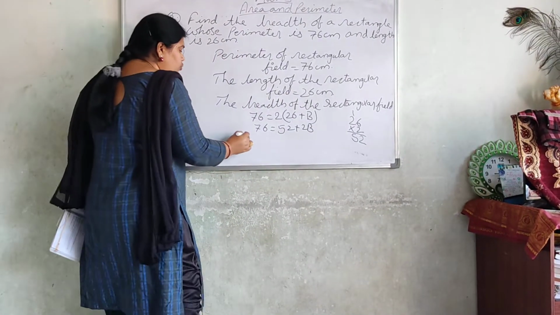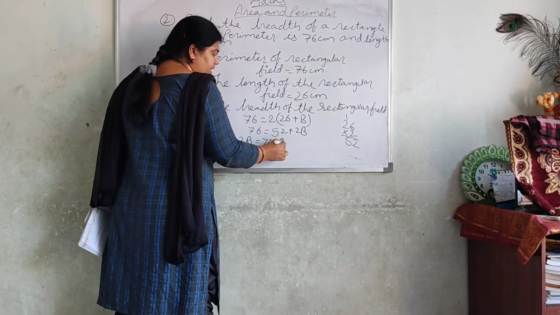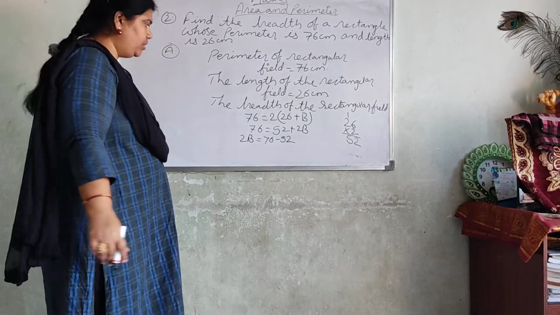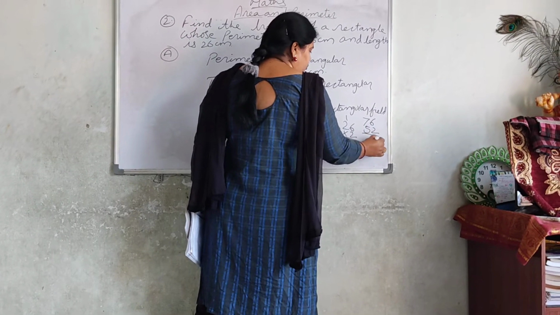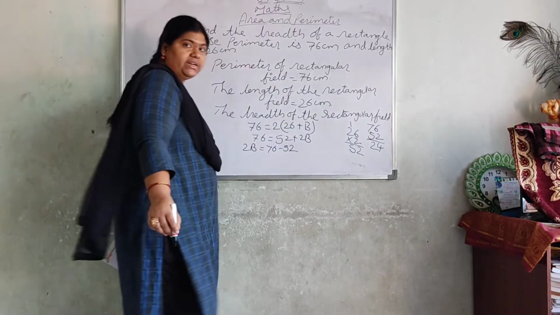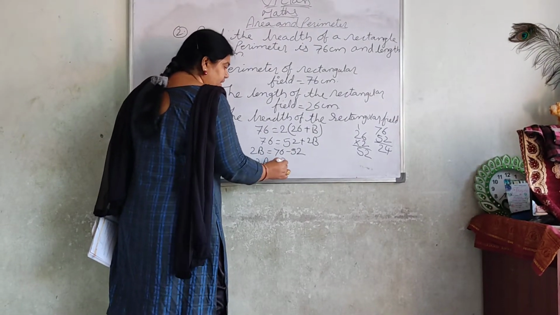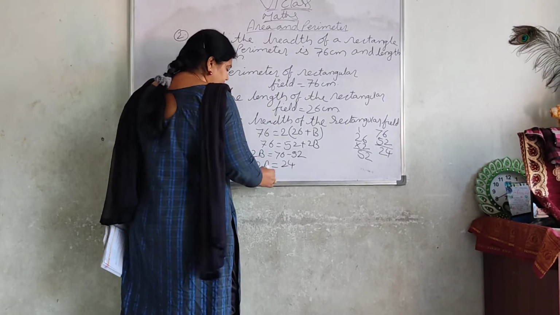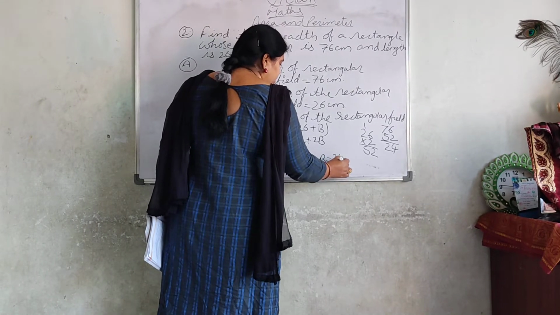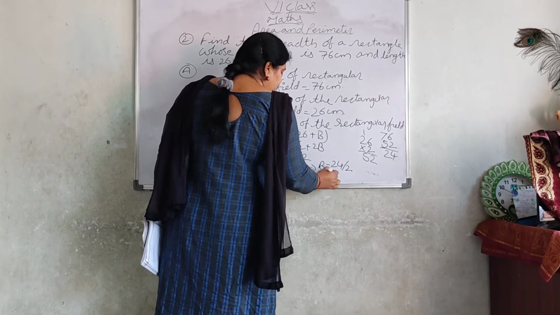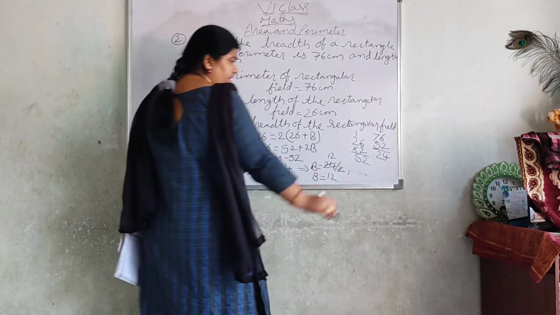Then 2B is equal to 76. This plus 52, if it comes this side, what will happen? Minus 52. Okay, now from 76, you remove 52. How much will be there? Here 4. From 7, if you are taking 5, it is 2, 24. So 2B is equal to 24. Now, what is the final answer? B is equal to 24 divided by 2. That is equal to, breadth is equal to 12. Why? Because 2 12s are 24.